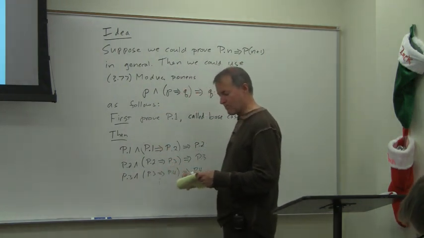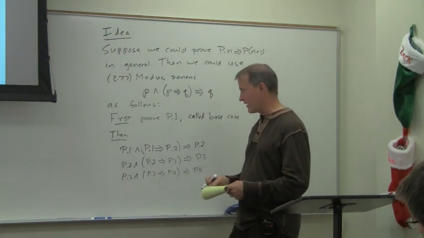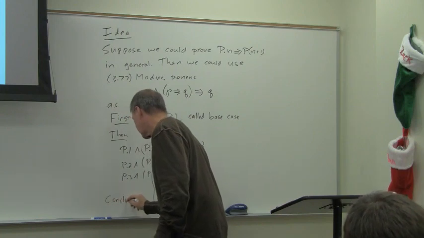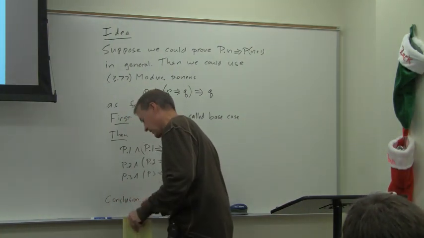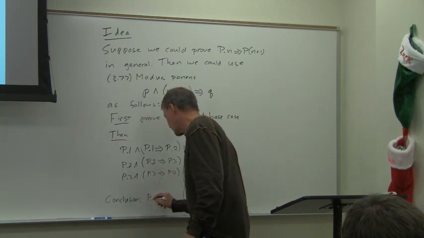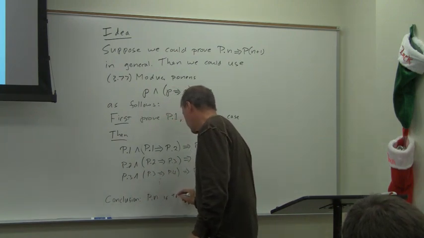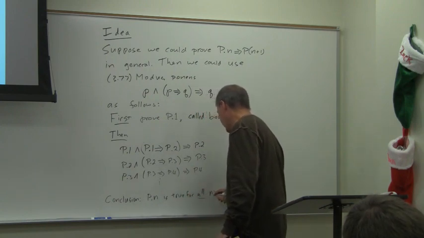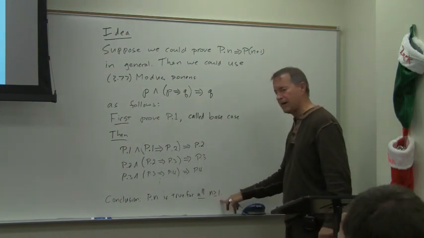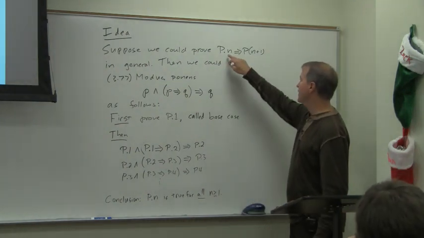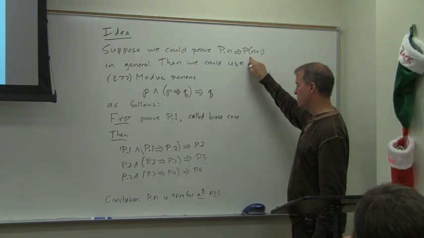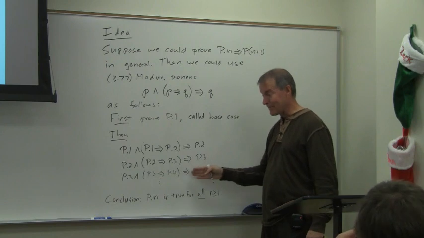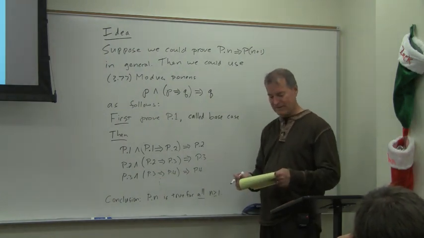And the conclusion is that P(n) is true for all n greater than or equal to 1, because we proved it for 1, and then we proved in general that if it's true for n, it must be true for n plus 1. So if it's true for 1, it's got to be true for 2. But if it's true for 2, it's got to be true for 3. It's got to be true for 4, and so on.